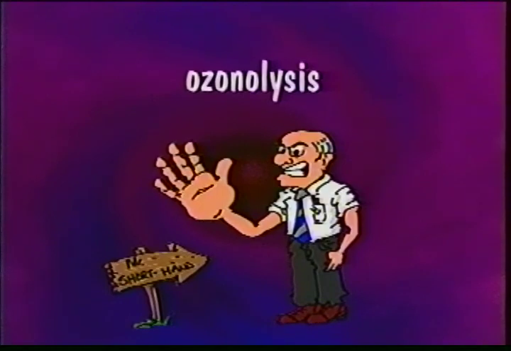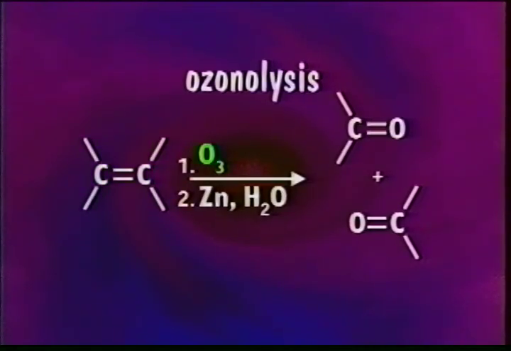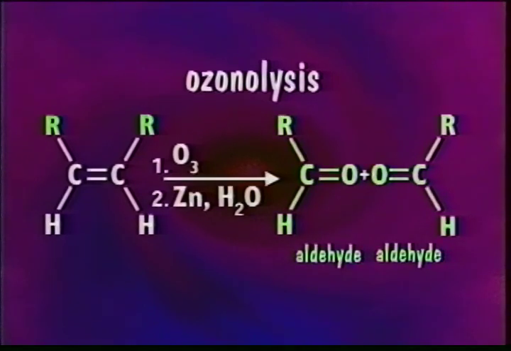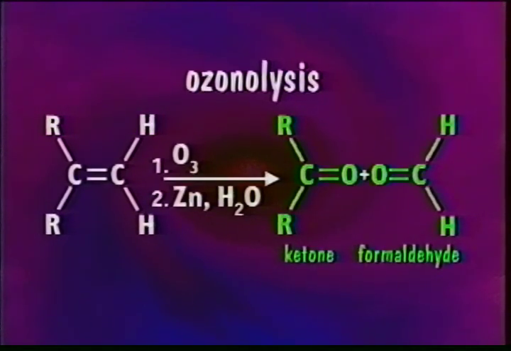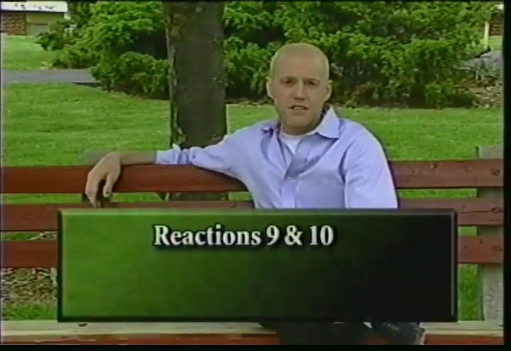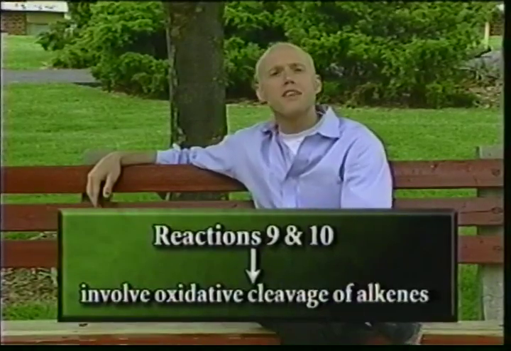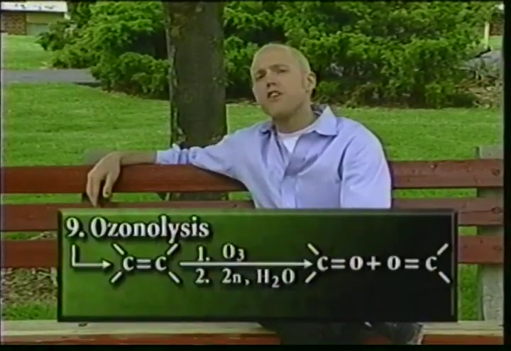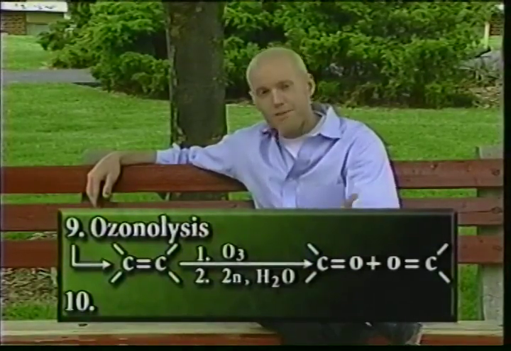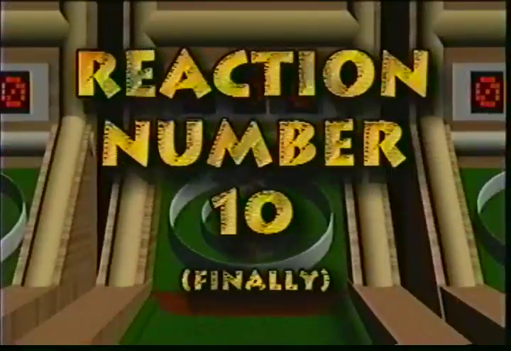In an ozonolysis reaction, an alkene is cleaved using ozone and then zinc dust. Two products form. They're either two ketones, if there were four substituents on the original alkene, one ketone and one aldehyde, if there were three substituents, two aldehydes, if there were two substituents, or one ketone and one formaldehyde, if there were two substituents. So like we said, reactions 9 and 10 are reactions which involve oxidative cleavage of alkenes. Reaction number 9 is called ozonolysis, and reaction number 10 is called, well, oxidative cleavage. Reaction number 10.